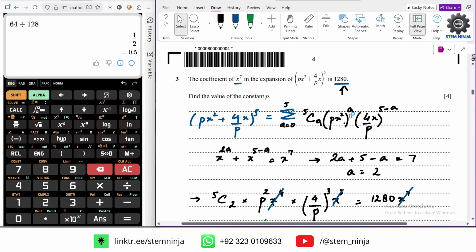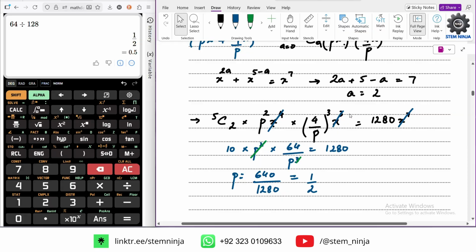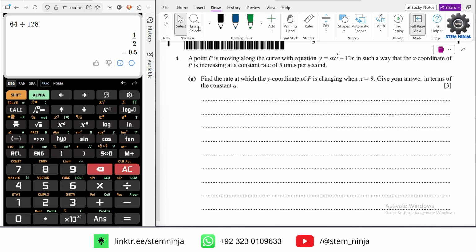Right. And that's about it. Let's move on to the next question. Question number 4. A point P is moving along the curve with the equation y equals this in such a way that the x-coordinate of P is increasing at a constant rate of 5 units per second. So dx over dt is 5 units per second. Okay, find the rate at which the y-coordinate of P is changing when x is equal to 9.